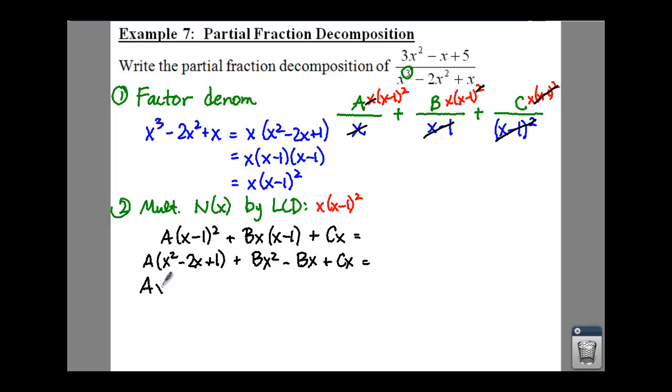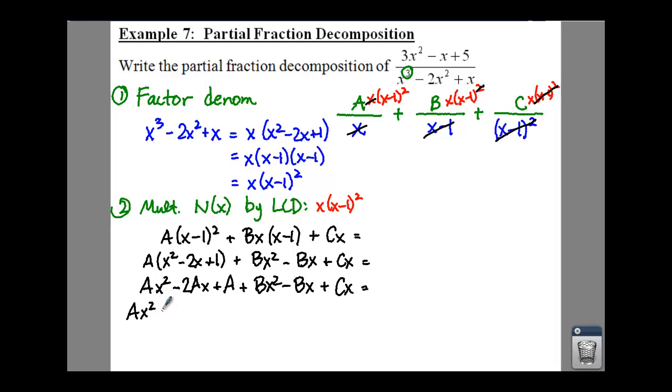So then let's go ahead and distribute your A through here. So then we have Ax squared minus 2Ax plus an A, plus Bx squared minus Bx once again, plus a Cx. Now you need to group together anything that has an x squared, group together anything that has x's, and group together anything that has just a constant.